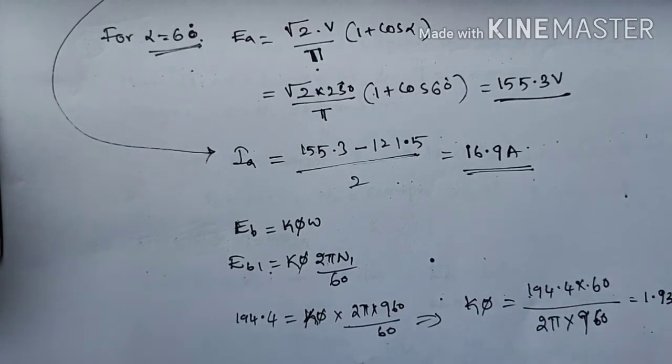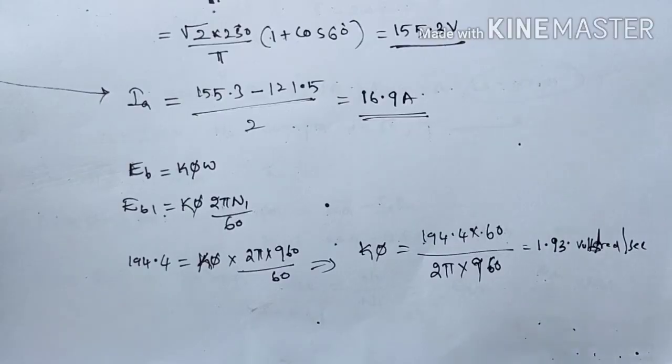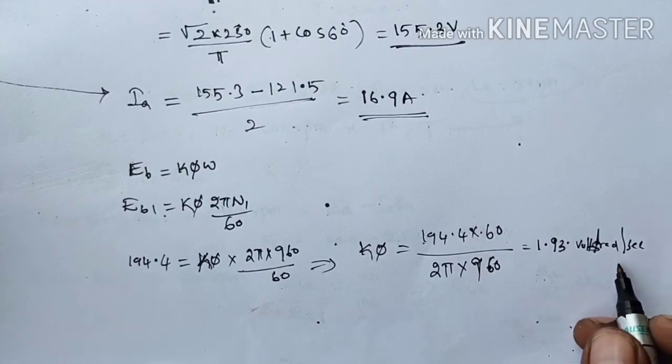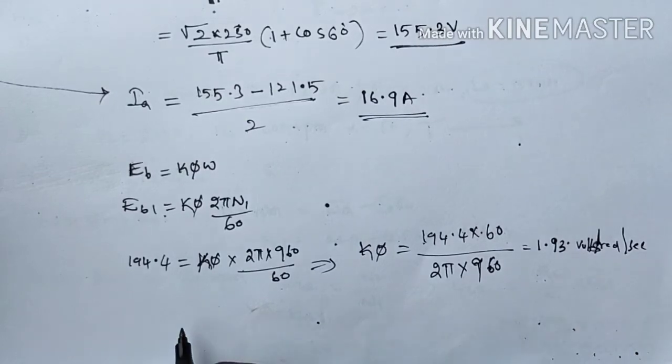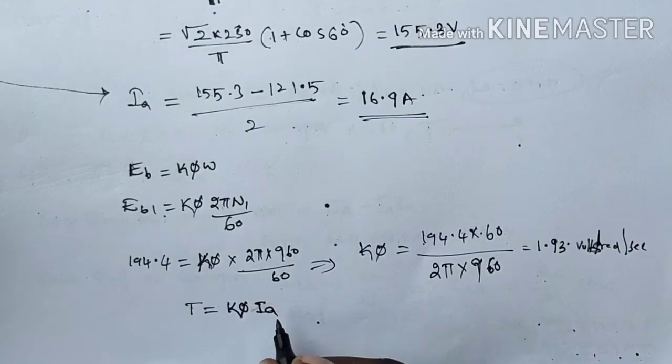Now you got the answer, 1.9. Here you got the K pi value as 1.93 volts per radian per second. Now let us substitute the value. We know the torque T is equal to K pi into IA. What is IA? IA is the armature current at a speed of 600 RPM as well as alpha equal to 60 degrees. Now you got that answer.